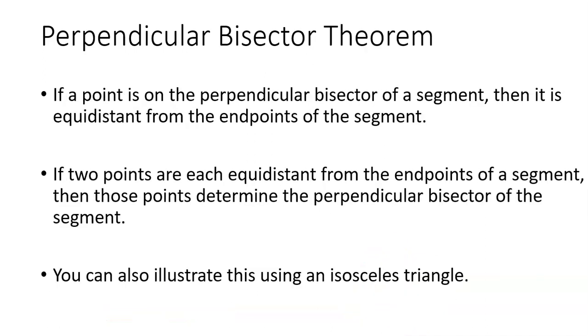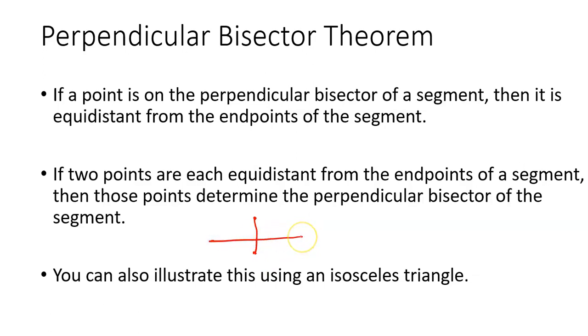And that's what's covered over here. These are two different versions of the same theorem. One is that if a point's on the perpendicular bisector, it's equidistant from the endpoints. The other one is that if I have 2 points, each equidistant from the endpoints, then the segment that joins those 2 points determines the perpendicular bisector of this segment over here.